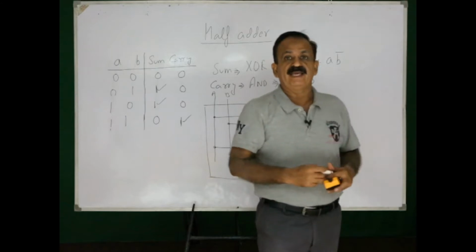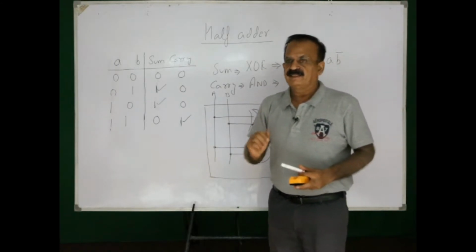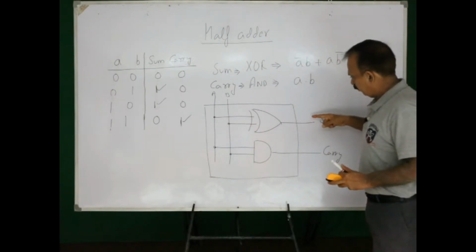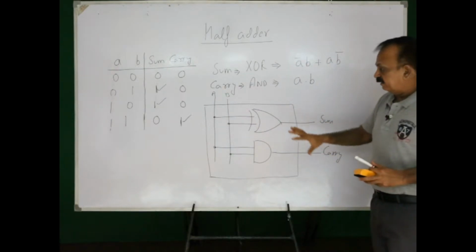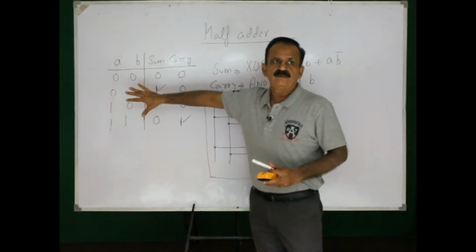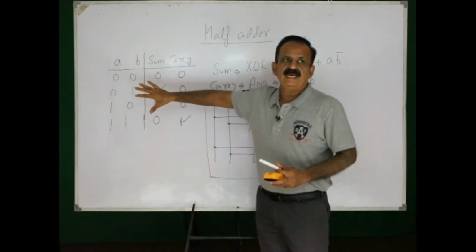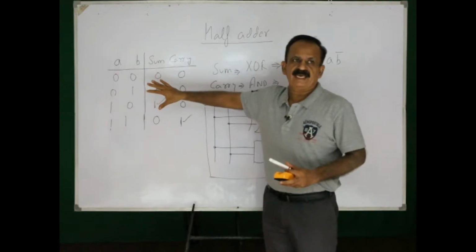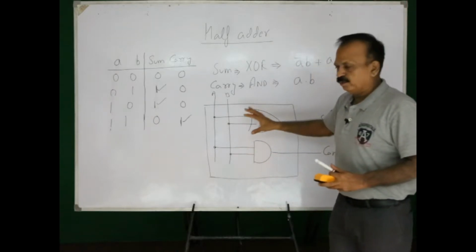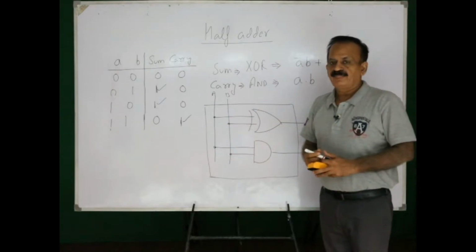This circuit will be adding 2 binary digits or 2 bits A and B, and the results will be in the form of sum and carry, and this result will be as per the truth table which we got, that is A and B as input and sum and carry as output. Now this particular one is half adder.